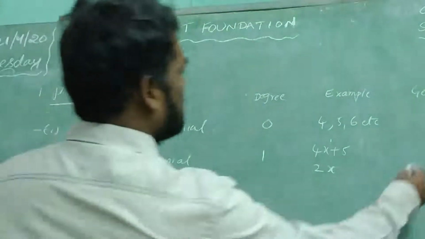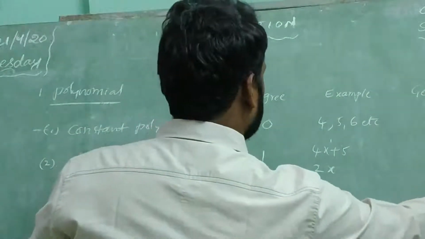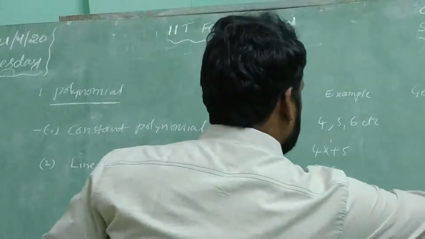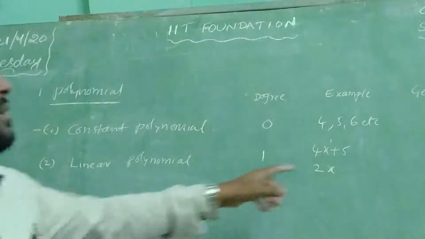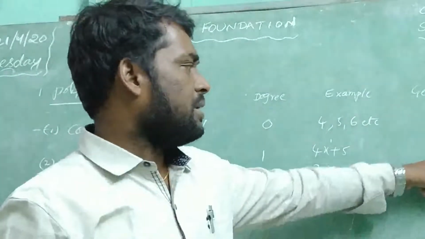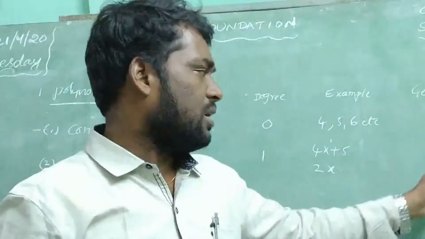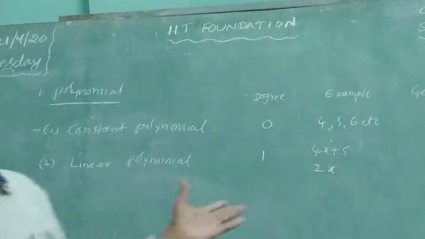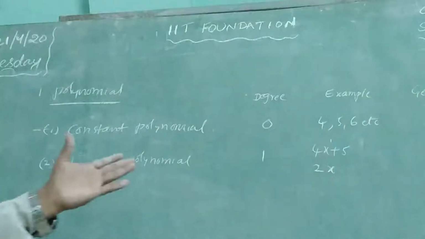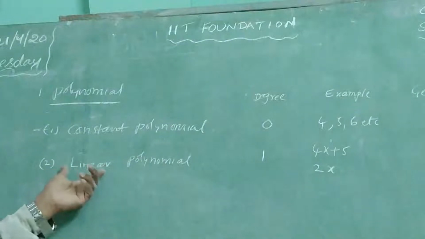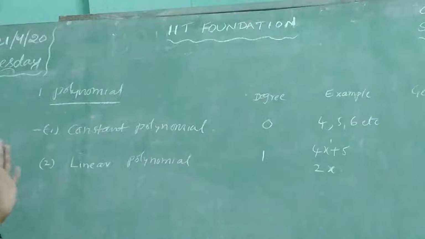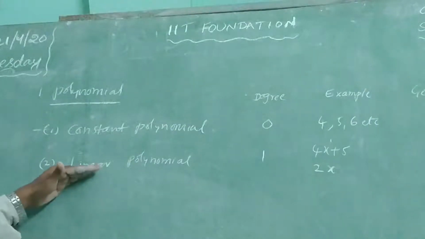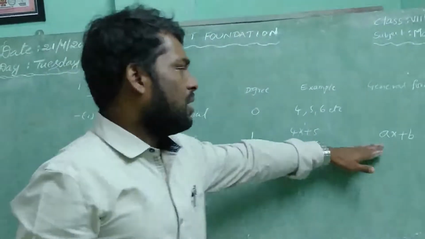The general form is ax plus b, where a should not equal 0. Why are we taking a not equal to 0? If we take a equal to 0, then 0 into x becomes 0. 0 plus b is equal to b. What is b? b is a constant. So if we take a equal to 0, then the linear polynomial becomes a constant polynomial. While writing the general forms of polynomials, you should remember this precaution. This is a very, very important point.